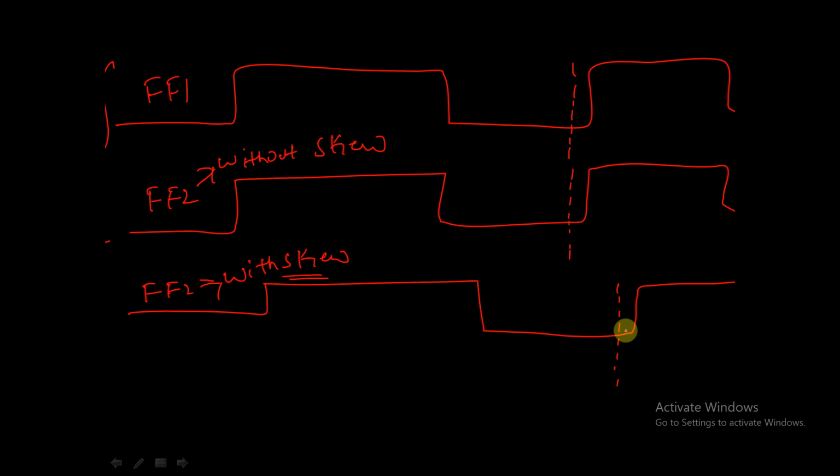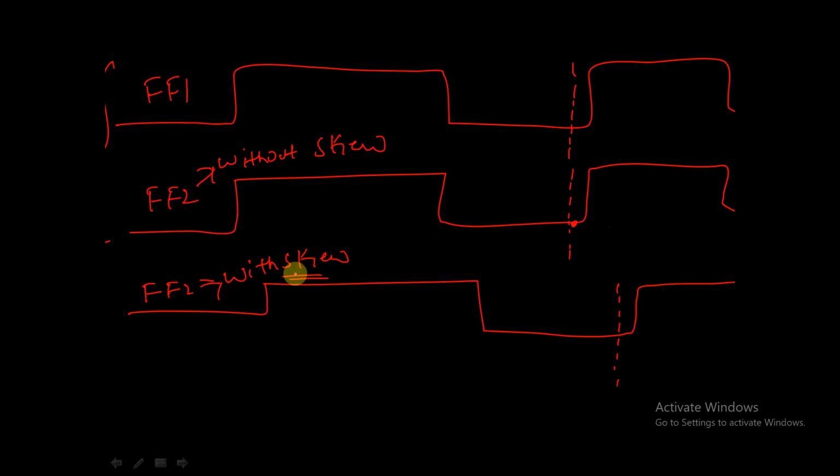So where are we having the setup time? Somewhere here, right? Let's say the data is reaching flip flop 2 from flip flop 1 somewhere here. It is taking this amount of time, so the data will reach flip flop 2 somewhere here. In this first case, without skew, there is a setup time violation.